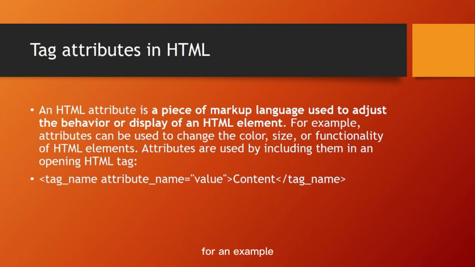For example, some attributes can allow you to change the color, size, or any other functionality in the tag. To add tag attributes, you must add the attributes in the starting tag. In the end tag, it is not allowed to add any attributes. For example, in the tag below, we can see there is a tag name, an attribute name, and an attribute value. And after that, there is an end tag.